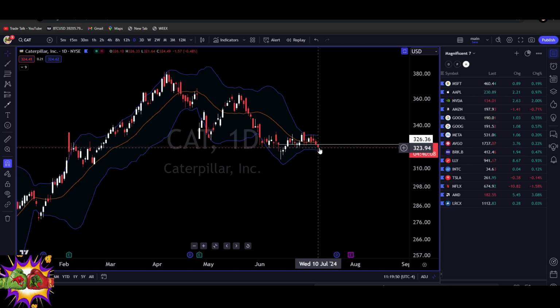So I would at the very least keep CAT on the watch list for the next couple of days. And if you do see price shoot back up above that support level that I have at 326.36, then you could look for a retest of that area and look to get long on Caterpillar.